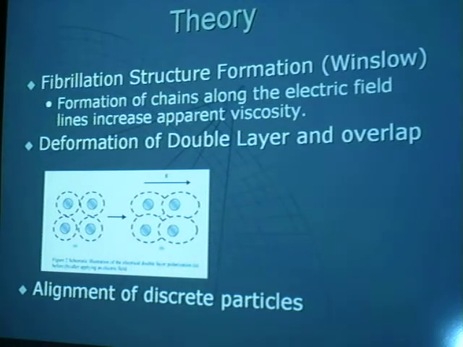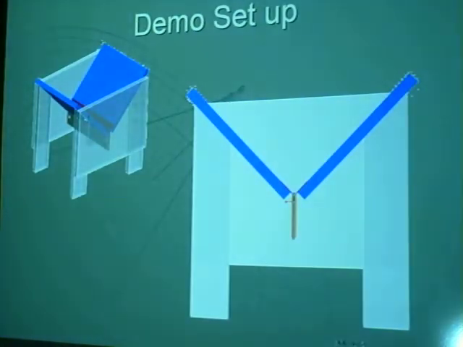There are three theories behind ER fluid behavior. The first is fibrillation structure formation. This is the formation of chains along the electric field lines, increasing apparent viscosity. There's also deformation of double layer and overlap. This is illustrated below. And the third, alignment of discrete particles. I'm going to be turning over the next few slides to Justin.